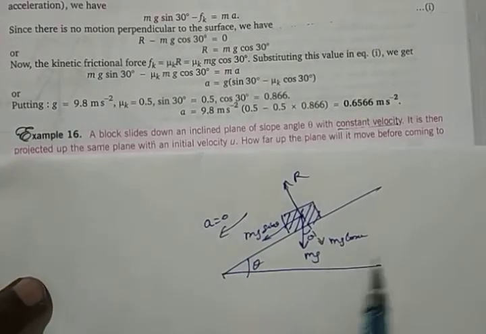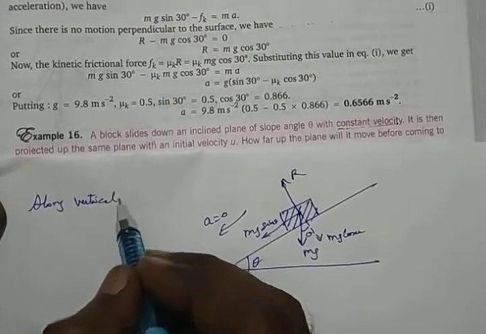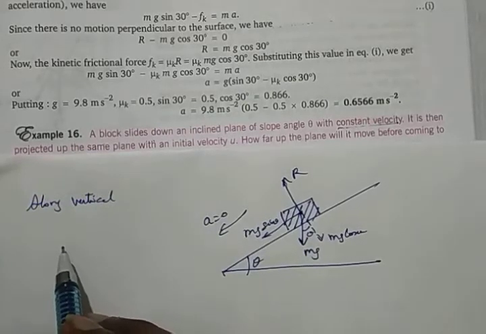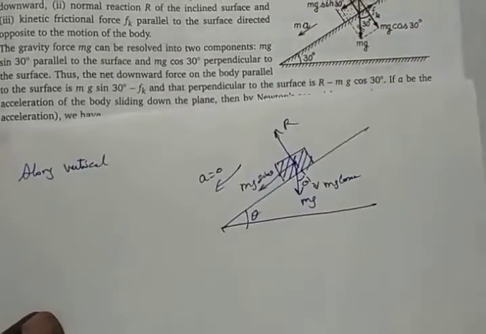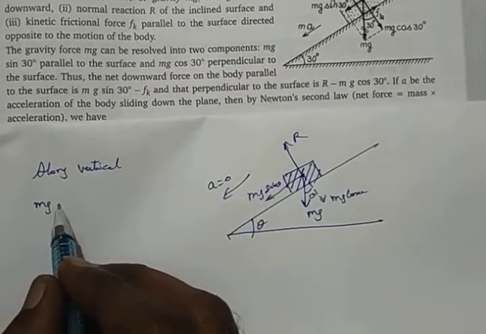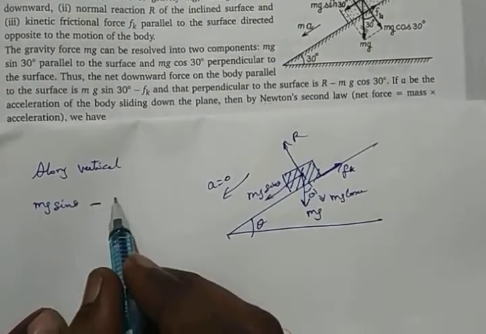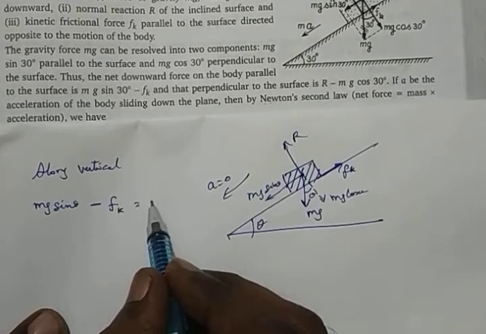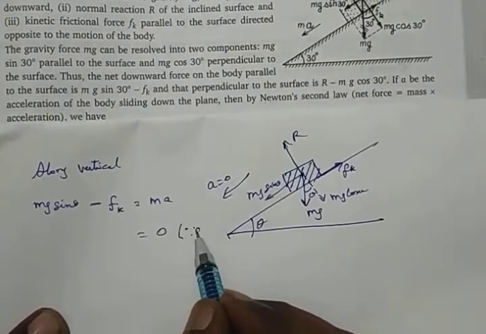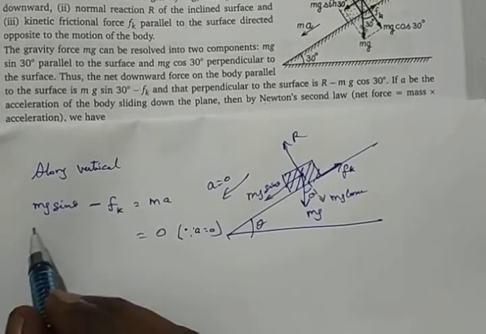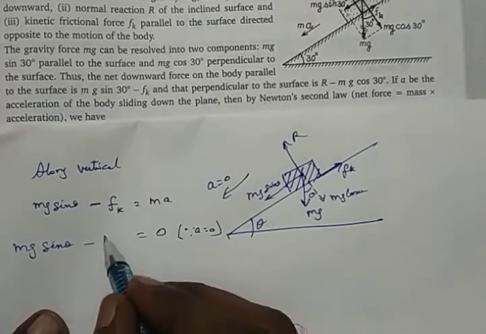So how will the formula look? You can write the formula along the incline. Along the incline, what is the formula we will be looking at? mg sin theta, and this is the frictional force Fk, minus Fk is equal to m into a. Now since a is equal to 0, this is the next step you need to write here: mg sin theta minus Fk. What is Fk? You have to write it as mu times R.